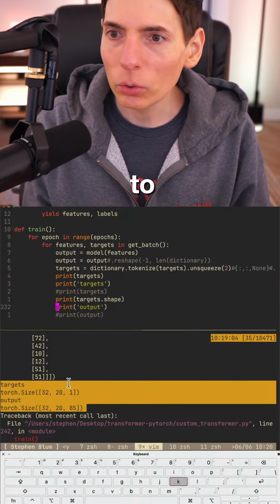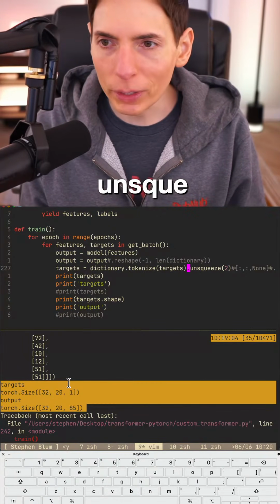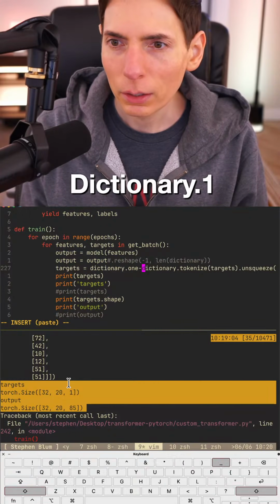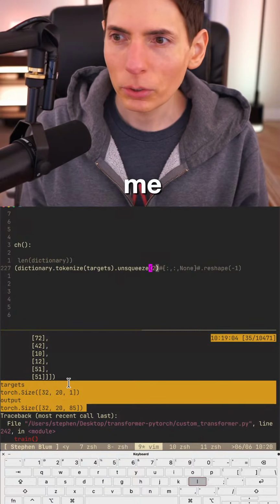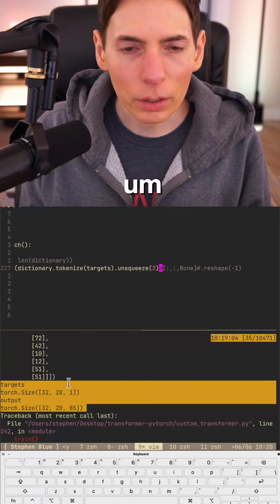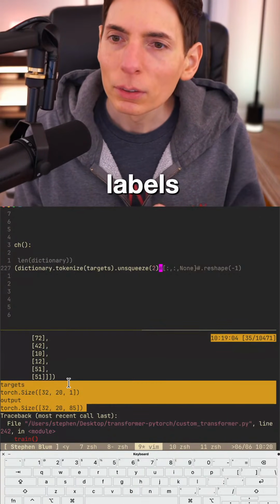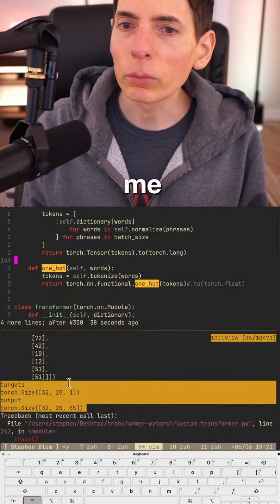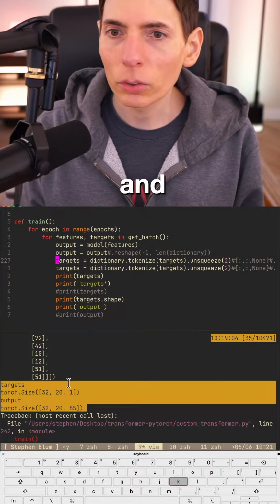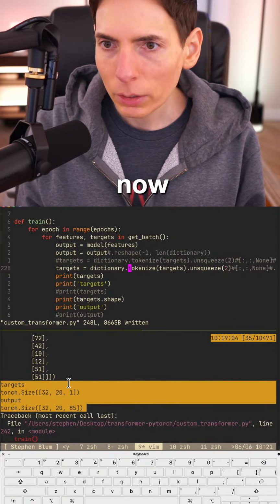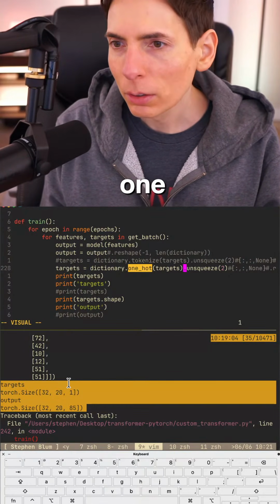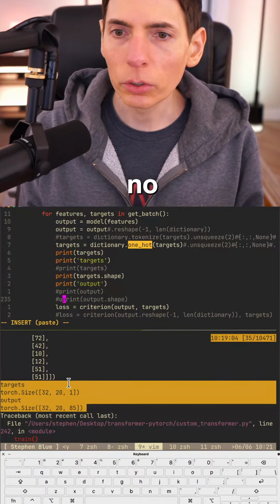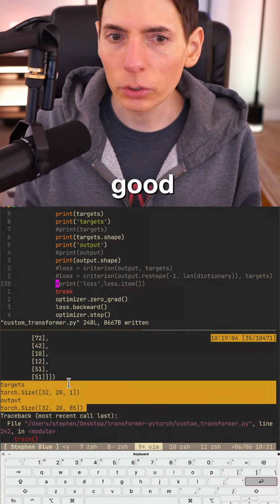So do we still want to unsqueeze it? Where do we want to one-hot it? Dictionary.one_hot. Yeah, like just torch one-hot labels. Yeah. Here, how about this? Let me undo that, so let's hide that for now. Dictionary.one_hot, and let's see where we got on the shapes here. Here we go. Looks good.